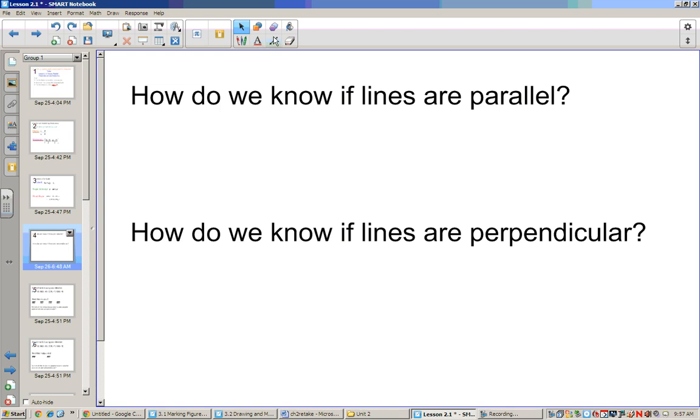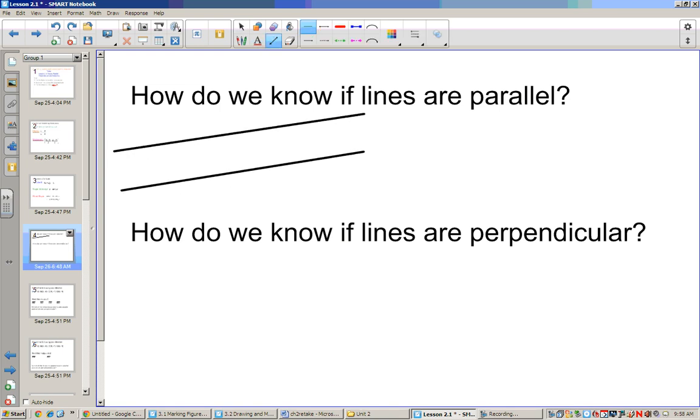Now, how do we know if lines are parallel? What is similar or the same exact thing in both of these parallel lines? Hopefully you're shouting out the slope. If I go up and over at any point, this ratio should be the same. So parallel lines have the same slope.